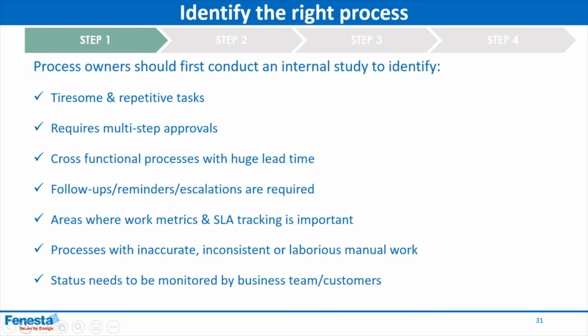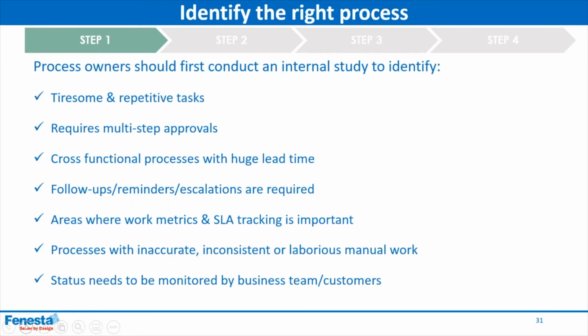Now, coming to the first point, identifying the right process. These are some of the checkpoints that I have listed down, since these are the points which we looked at while we were thinking about the digitization process. So anything which you find as tiresome and repetitive tasks, you should think about automating those kind of processes. Processes where you need multi-step approvals from different stakeholders, where you need cross-functional teams to be involved, where you see a lot of lead time for the end-to-end process. You need a lot of follow-ups or reminders to be done, because these are mundane tasks which people have to keep on doing manually. These are the things which the system can do for you. So why spend your time and energy on that?